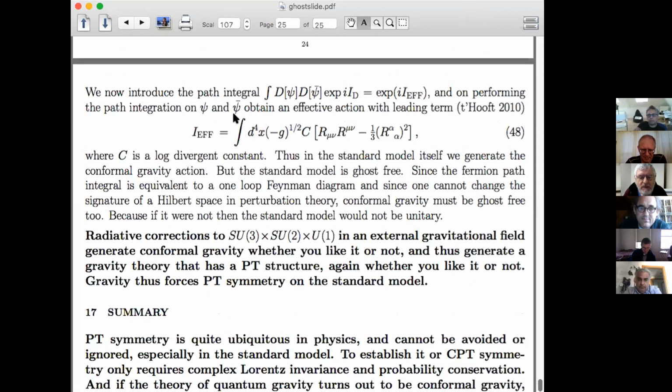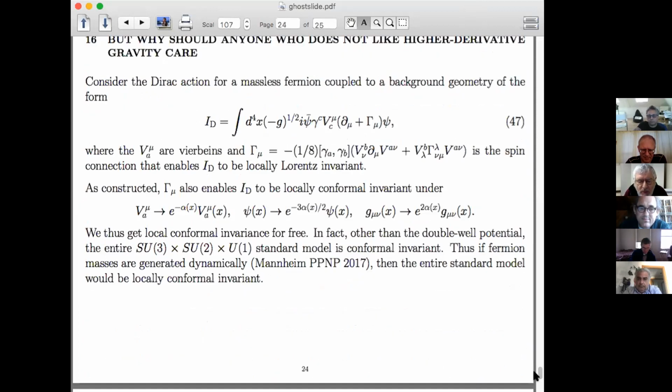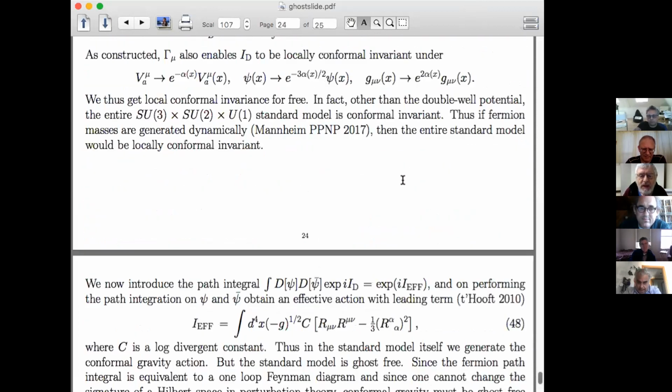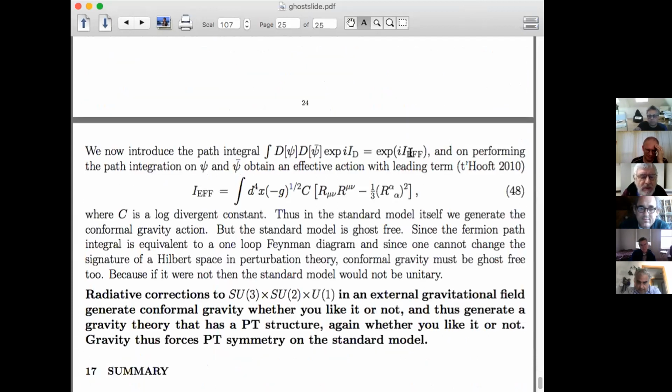Yeah, the standard Dirac action. I do the path integral on the fermions, and I generate an effective action. And when you do it, 't Hooft did this in 2010, you generate none other than the conformal gravity action with a coefficient C that's log divergent.